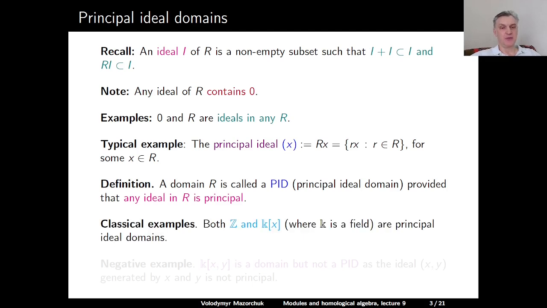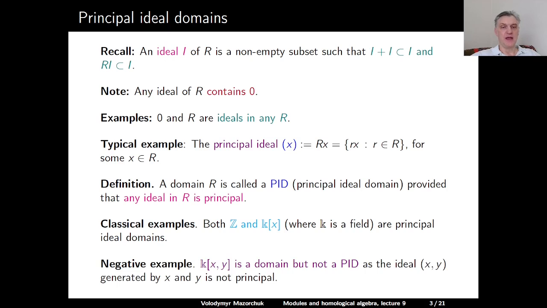Here are two classical examples. Both the ring of integers and the ring of all polynomials in one variable over some field K are principal ideal domains. We will discuss the proofs on the next slides. And here's a negative example. The ring of polynomials in two or more variables over a field K is a domain, but it's not a principal ideal domain. For example, for the case of two variables, the ideal generated by the variables x and y is not a principal ideal. It is not generated by one element.